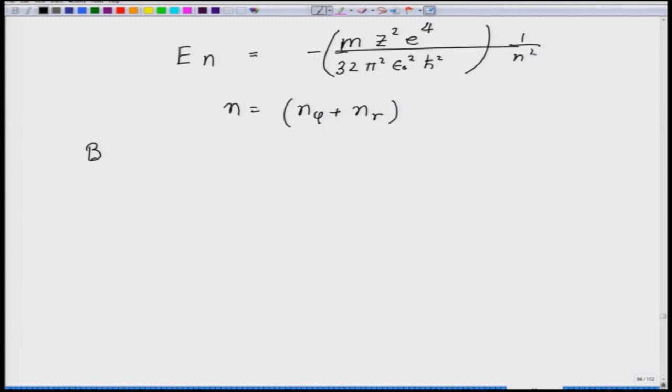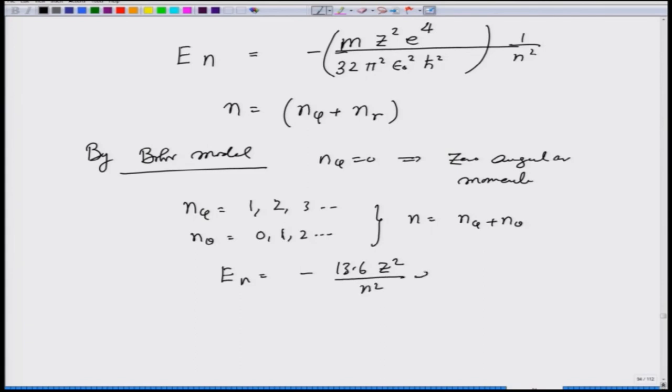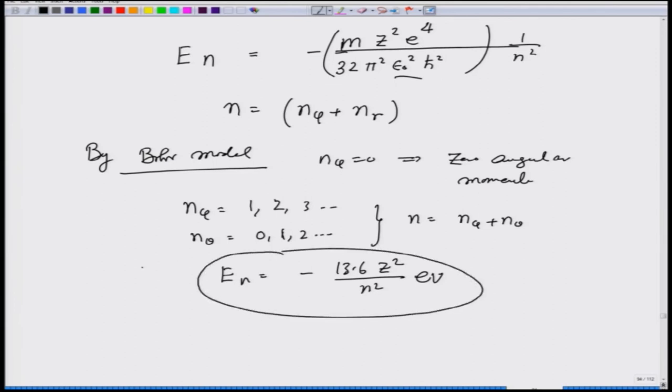Now, by the Bohr model, or also because n_phi equals 0 would imply 0 angular momentum, I would exclude that and call n_phi equals 1, 2, 3 and so on, and n_r equals 0, 1, 2 and so on, and n equals n_phi plus n_r. And so, energy E_n is given by this number, which is the same as the Bohr answer, minus 13.6 Z square over n square electron volts. You can calculate this number and that is what it comes out to be, which is exactly the same answer as the Bohr model.